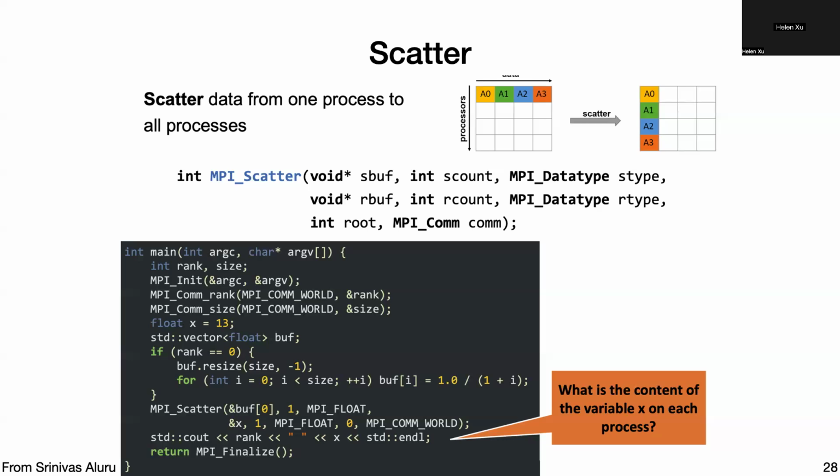You're getting it into X, and every rank is going to get 1 over its own rank plus 1. So rank 1 would get 1 over 2, rank 2 would get 1 over 3, and so on like that.